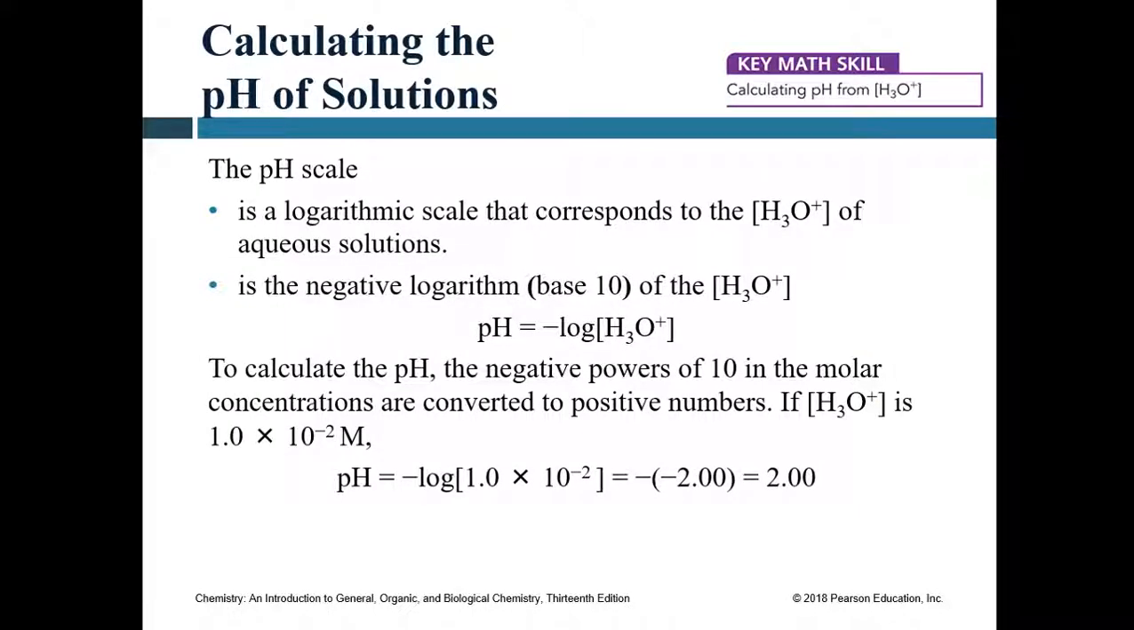The pH scale is a logarithmic scale that corresponds to the hydronium ion concentration of aqueous solution. It's the negative logarithm, base 10, of the hydronium ion concentration. pH equals negative log hydronium ion concentration.